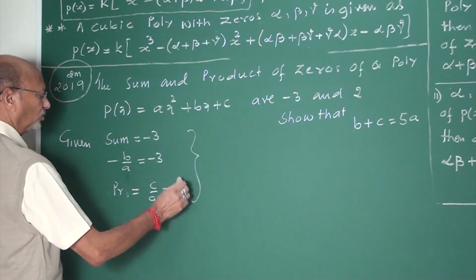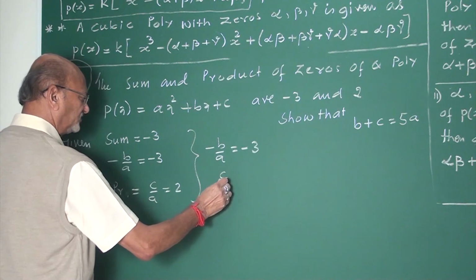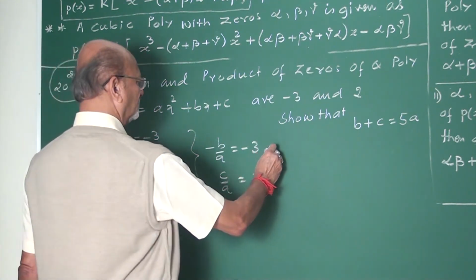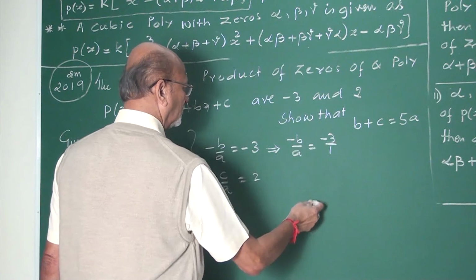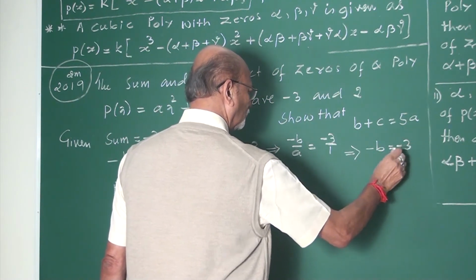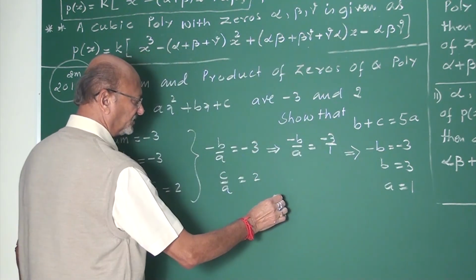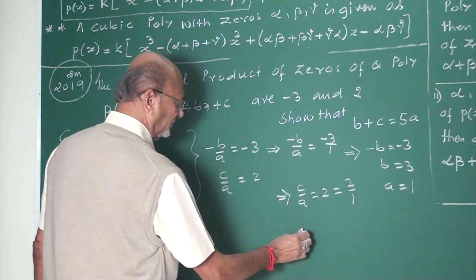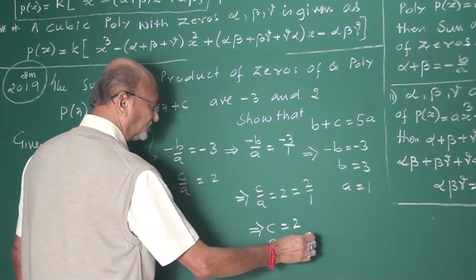So from these two, what are your equations? Minus b by a is minus 3, and c by a is 2. Now you have to adjust this. This can be written as minus b by a is minus 3 by 1. From this you get minus b equal to minus 3, so b is 3 and a is 1. Second, c by a equal to 2. This 2 can be written as 2 by 1. So from this, c is 2 and a is 1.